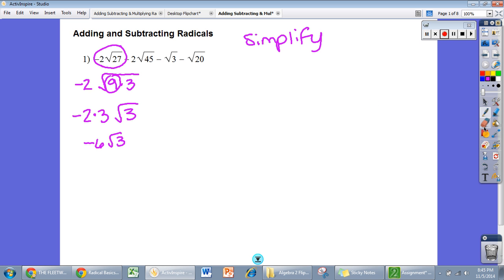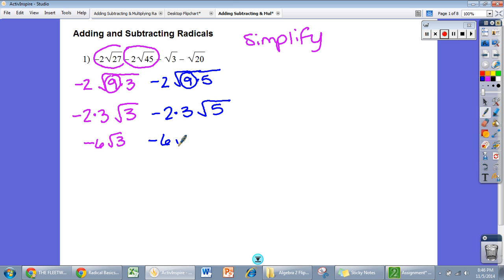Let's take a look at the next one. Now we're going to be looking at a negative 2 square root of 45. So negative 2, and let's talk about what two numbers multiply together to get 45. Well, that's 9 times 5. And the square root of 9, we already talked about, is 3. 5, we can't take the square root. It's not a perfect square. We're going to leave it be. And now a negative 2 times 3 is a negative 6 square root of 5.